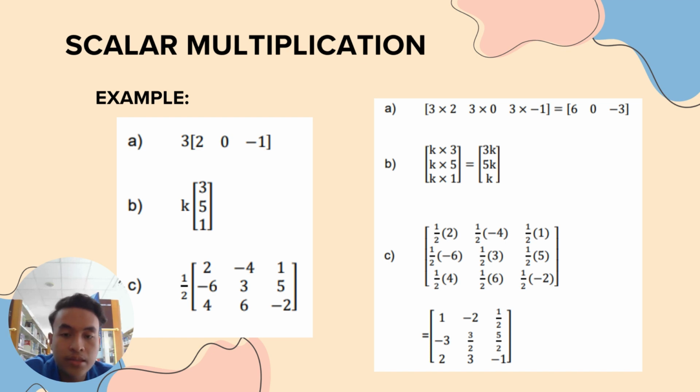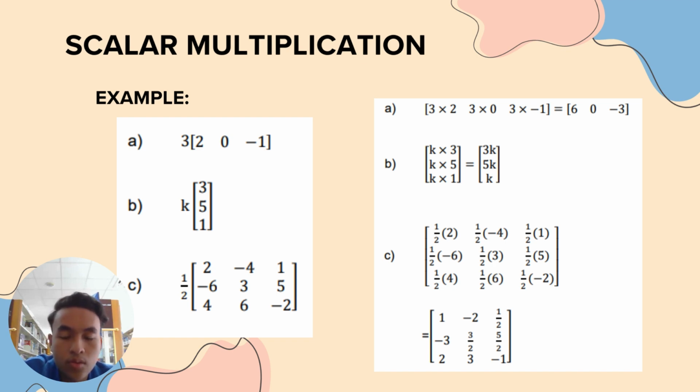K multiplied with 3, 5, and 1. So the answer is K multiplied by 3 equals 3K. K multiplied with 5 equals 5K. And K multiplied by 1 equals K. So the last example is C.